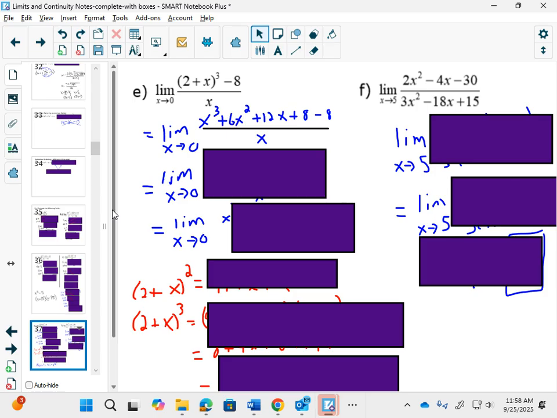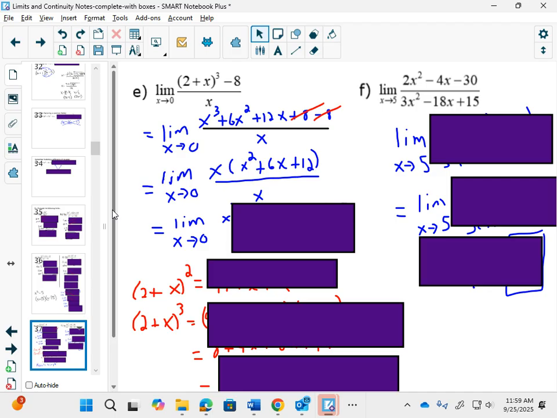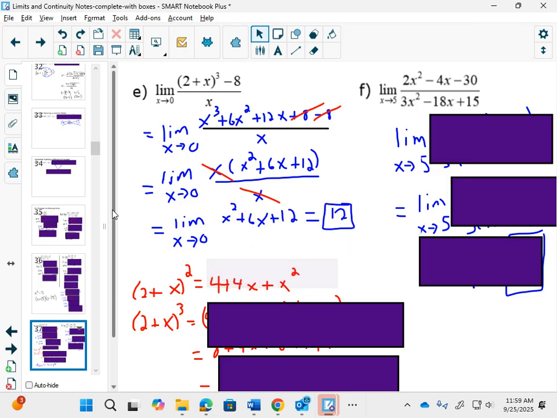You could use Pascal's triangle and your binomial theorem to expand 2 plus x completely. Then your 8's would nicely go away. And you could factor out your common factor of x. And your x's would nicely go away. And the box won't nicely go away. I don't know why. There we go, and you get 12. Very, very cool.